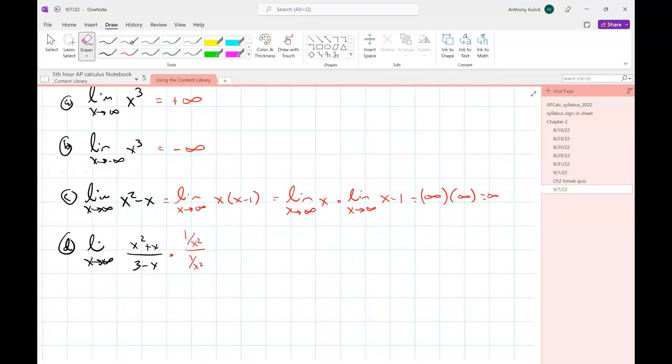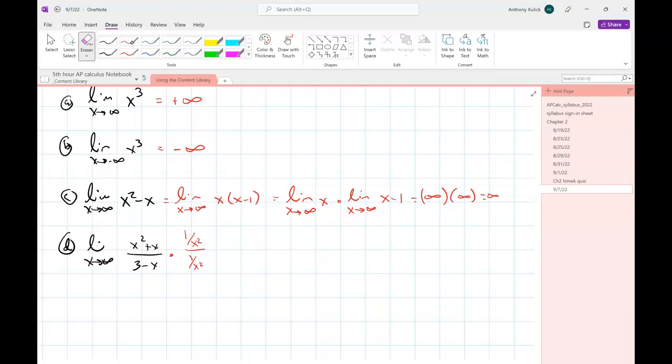So, why am I doing this? How do I know to do this? Because if I just tried to do direct substitution, what do I get? Infinity over infinity, right? You could do the degree stuff. That's exactly where we'd want to go. Should I be getting positive infinity or negative infinity?